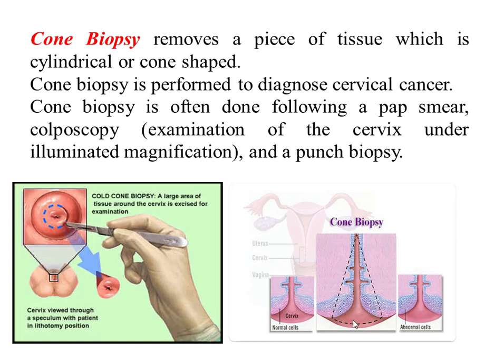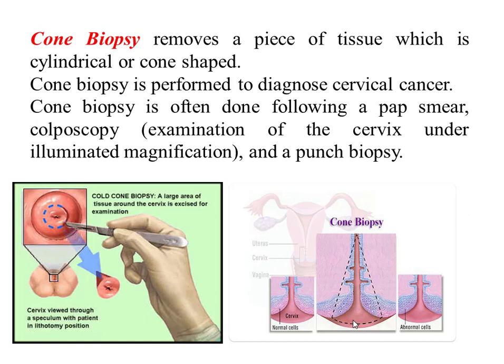Cone biopsy. It's a subtype of the incisional biopsy, on the border between the incisional and excisional. What is it? It's more often used for the cervix of the uterus. Remove a piece of tissue which is cylindrical or cone in shape. Cone biopsy is often done following Papanicolaou smears, or colposcopy and the punch biopsy.